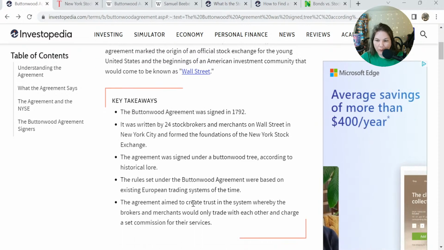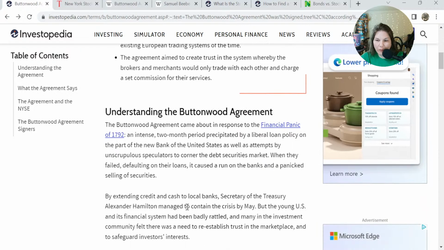Okay, so let's understand the Buttonwood Agreement. The Buttonwood Agreement came about in response to the financial panic of 1792, an intense 2-month period precipitated by a liberal loan policy on the part of the new Bank of the United States, as well as attempts by unscrupulous speculators to corner the debt securities market. When they failed, defaulting on their loans, it caused a run on the banks and a panic selling of securities. And securities, guys, are shares, remember?